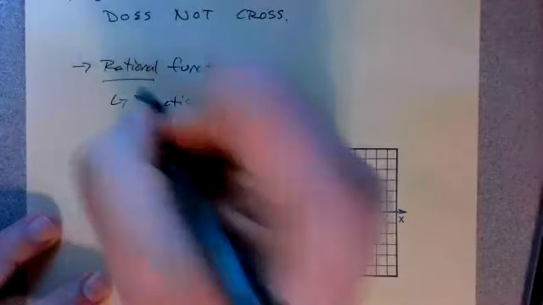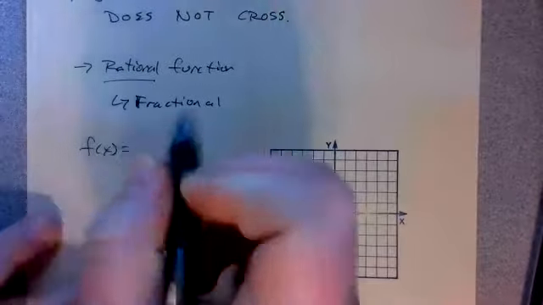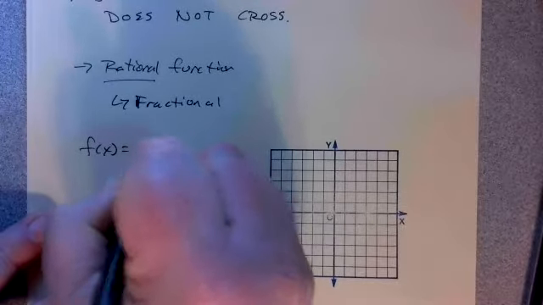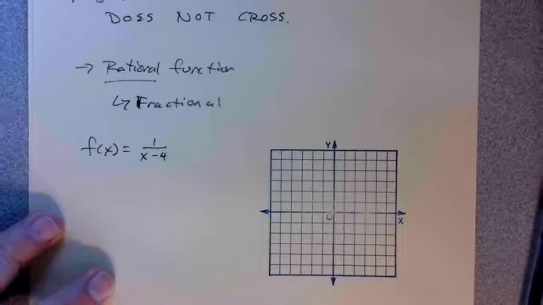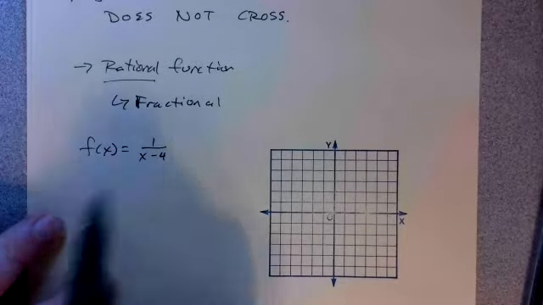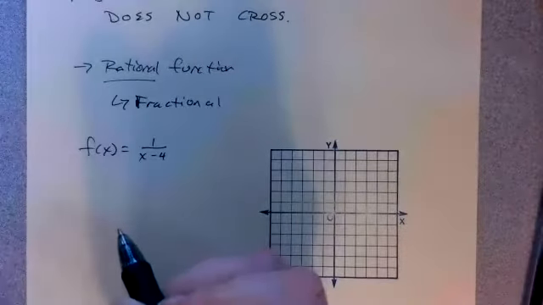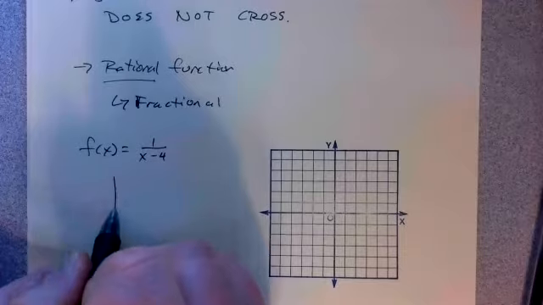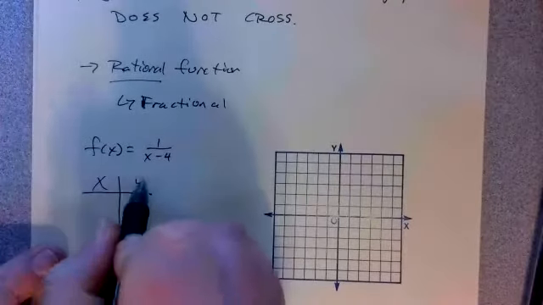So the graph we want to look at, let's take a look at f of x equals, I don't know, let's call it 1 over x minus 4. Okay, so the graph for 1 over x minus 4. We could create a table of values. Mind you, you can always create a table of values. But let's see, what would that table of values look like? So x and y.